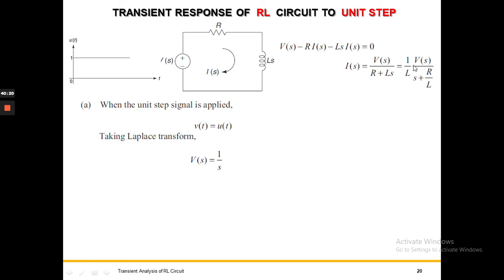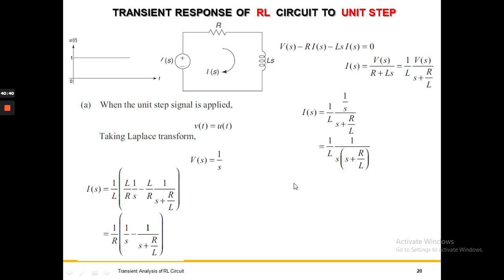So now you put V of s as 1 by s, manipulate it, and you will be getting an expression like this. You know the inverse Laplace transform of 1 by s and the inverse Laplace transform of 1 by s plus a. So partial fraction it, make it into two terms. So you will be getting an expression for I of s in this form, after partial fractioning, finding out the constants. Now take the inverse Laplace transform.